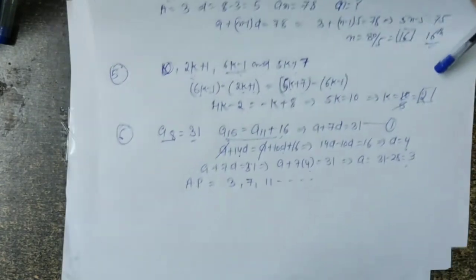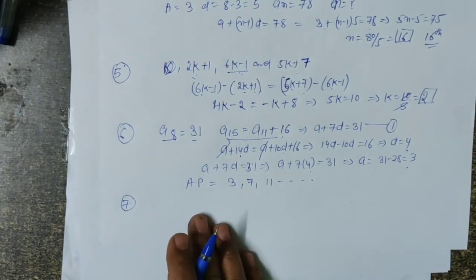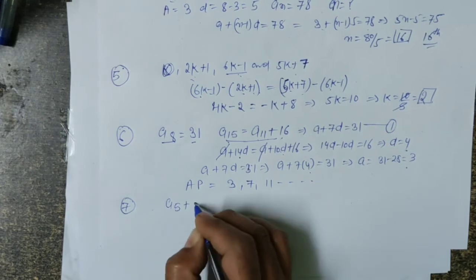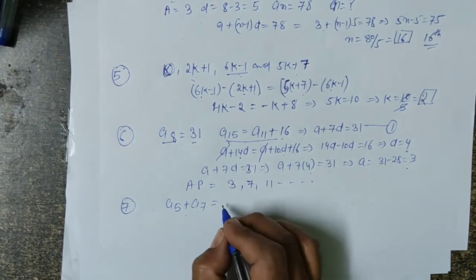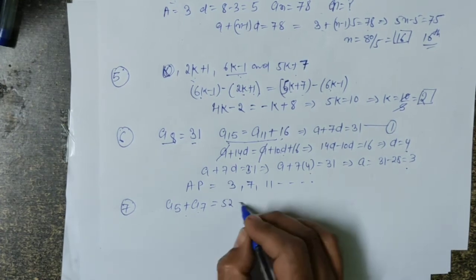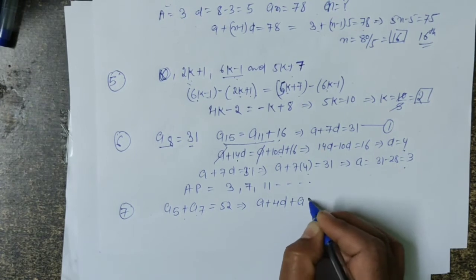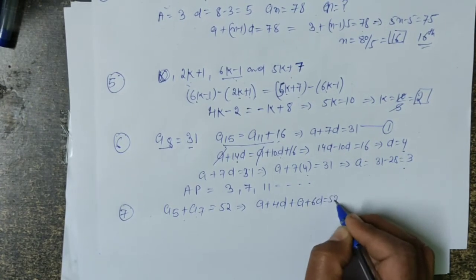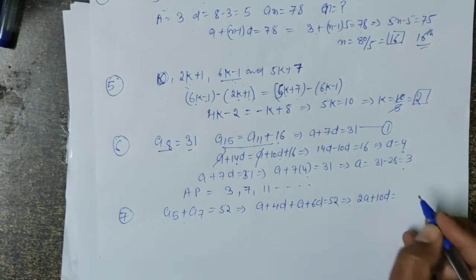Now go ahead to the 7th question. The sum of the 5th and 7th term is given as 52. Now make the equation: the 5th is A plus 4D and the 7th will be A plus, tell me, 7 minus 1, that is 6D, that is equal to 52. Add them, 2A plus 10D equal to 52.